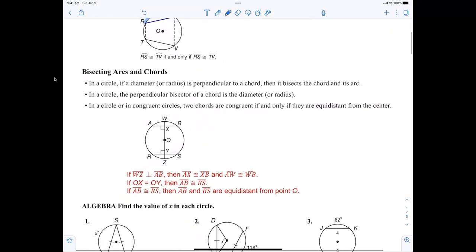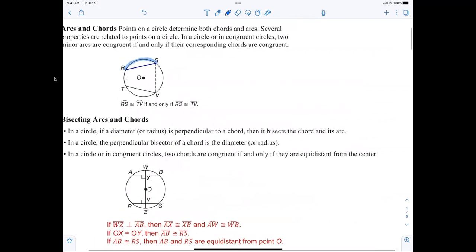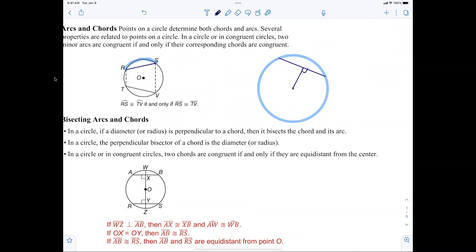In a circle, if a diameter or radius is perpendicular to a chord, then it bisects the chord and its arc. We can give you a quick example of this. Here's my circle. Here is a chord. Here is the center of my circle. And if I am perpendicular to that chord, guess what's true? If this is a right angle, what happens to the chord? What does it look like?